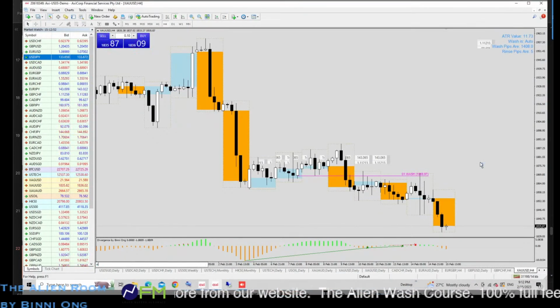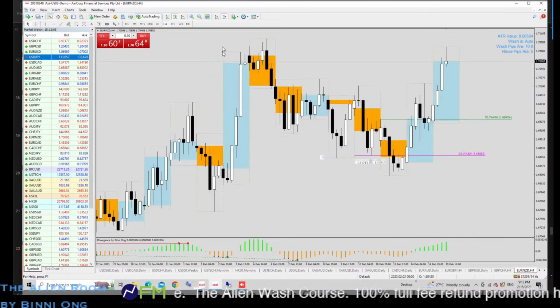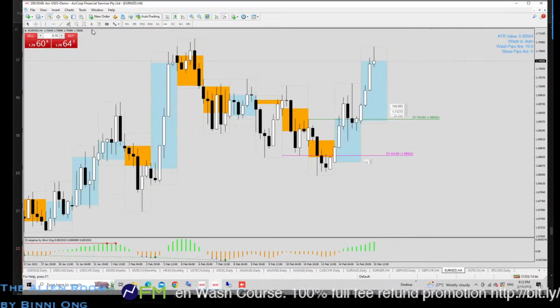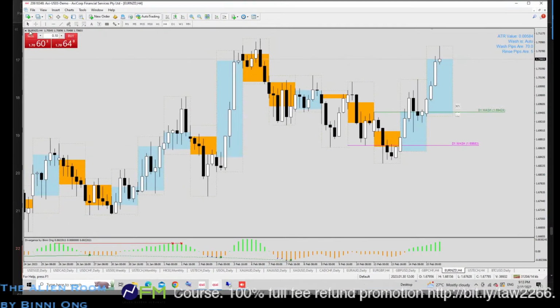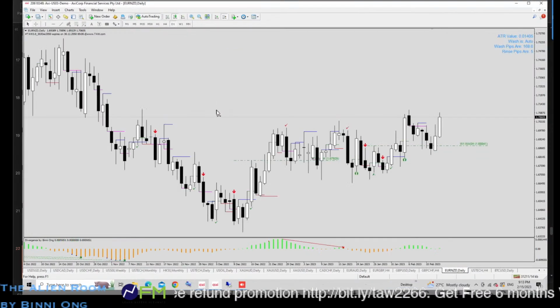Just wanted to talk about the entry. So this was one of the trades that happened yesterday, on Euro Kiwi. Now let me just introduce a little bit. When you go inside the day chart, you will see only a few things.